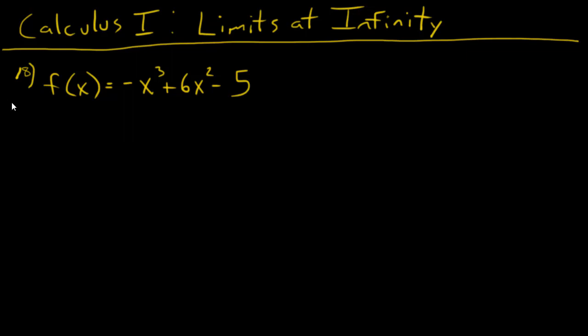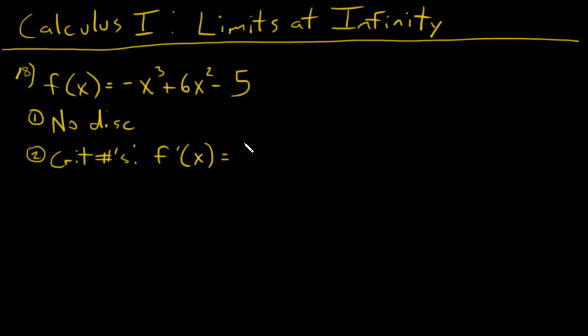First things first, are there any discontinuities? Absolutely not. Why? Because this is a polynomial. Polynomials do not have discontinuity. So we can skip that, go straight to step 2, and this is where we're looking at our critical numbers. Okay, and for the critical numbers we need f prime of x. So f prime of x is going to equal what? Well, negative 3x squared plus 12x is what we're going to get for that.